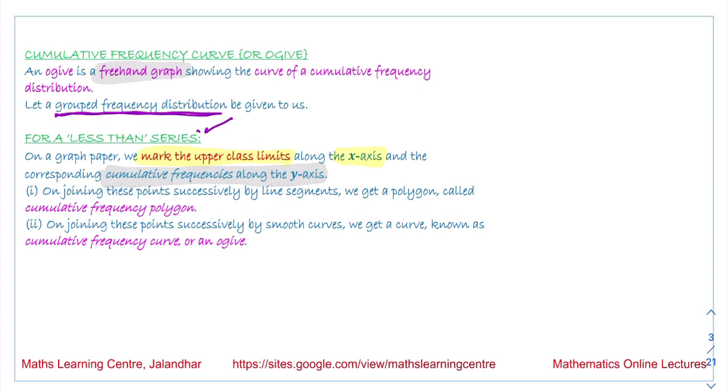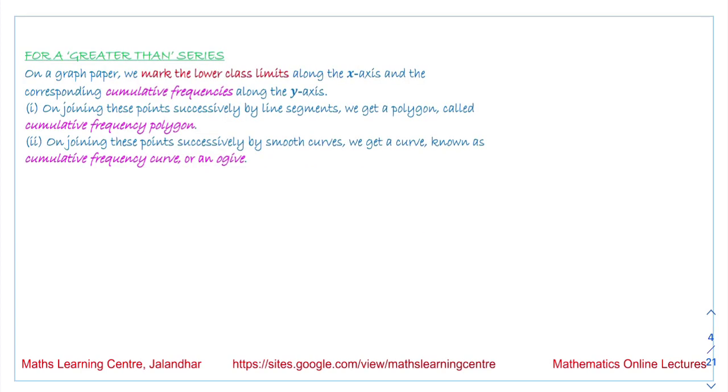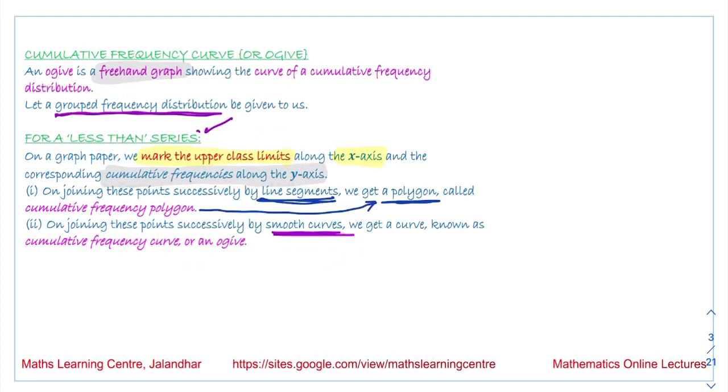If we join all these points using straight lines, then the polygon that we obtain is called the cumulative frequency polygon. But if we join these points by smooth curves, then we obtain a curve, and that curve is called a cumulative frequency curve or an Ogive. This is the name given to it. It is Ogive.